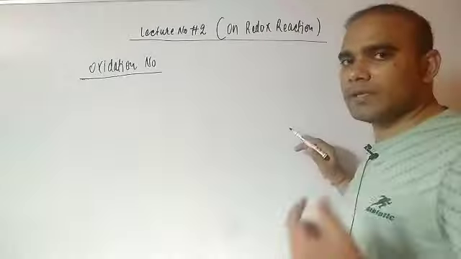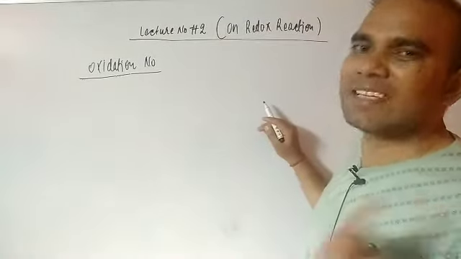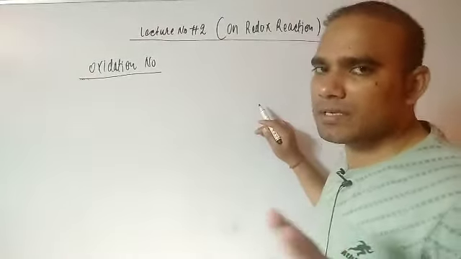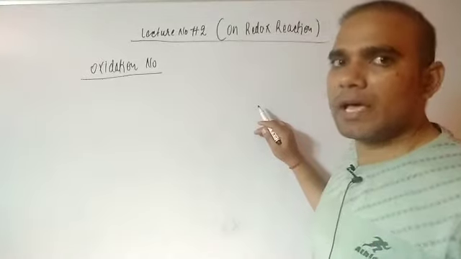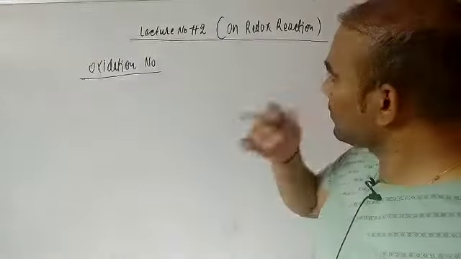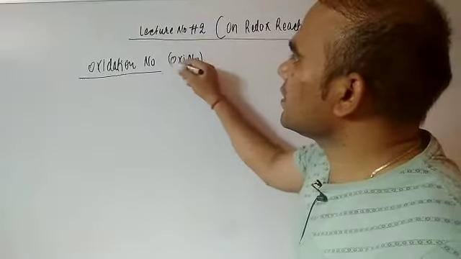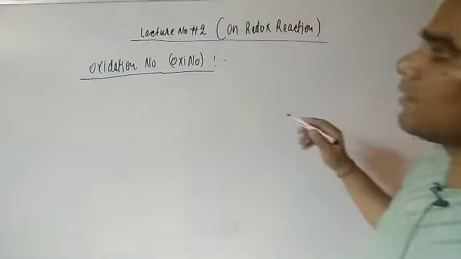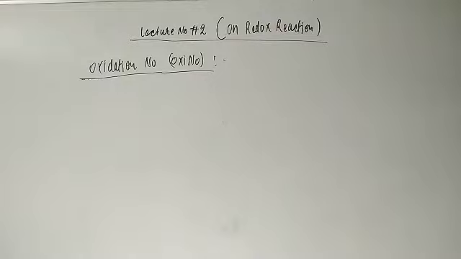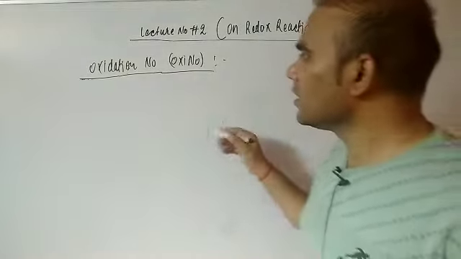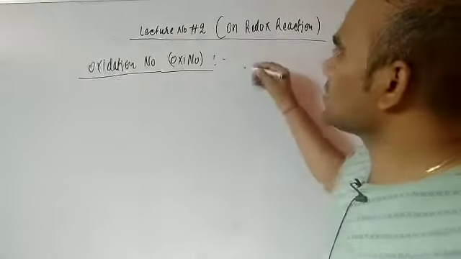In the last video we studied what is oxidation, what is reduction, what is redox reaction. All this we already covered with the help of examples. Now we are going to understand oxidation number. Dear students, sometimes they ask the definition of oxidation number and we get confused about the meaning of oxidation number. So let us try to understand oxidation number.